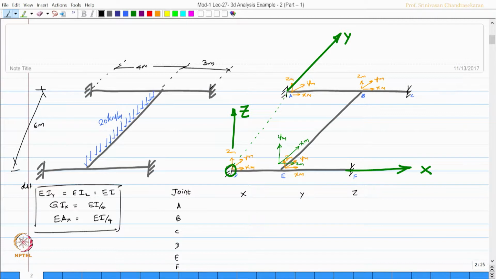The dimensions are available on the screen now. This is my origin, therefore, A will have x as 0, y as plus 6 and z as 0. B will have x as plus 4 meters, plus 6 meters and 0. C will have x as plus 7 meters, plus 6 meters and 0. D of course is located at the origin of x, y, z. E will have plus 4 meters and y and z will be 0, and F will have plus 7 meters and 0. So, this is a very interesting input which you require from a computer program. So, I am saving this as it is.